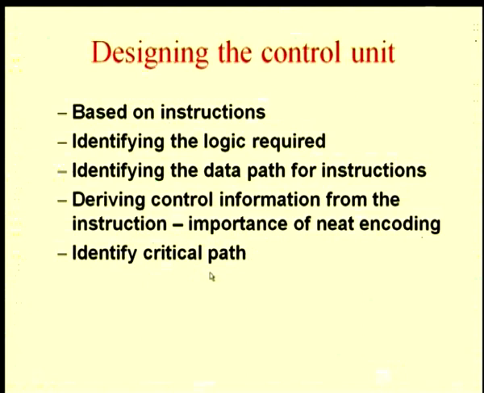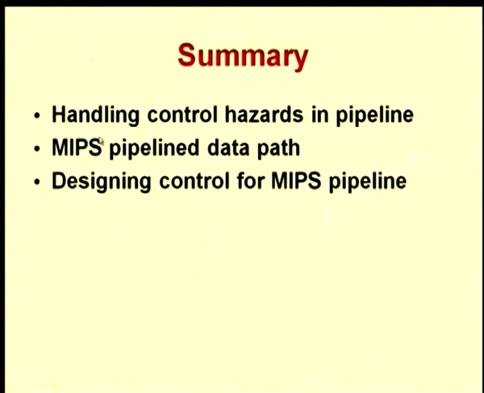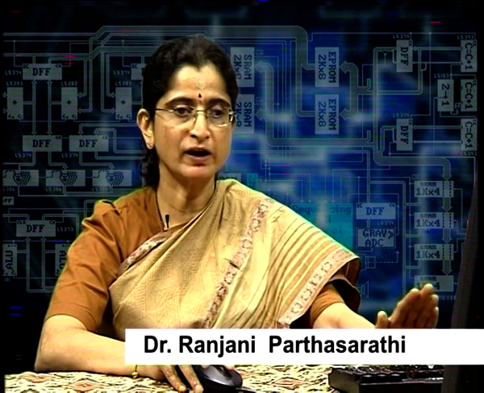So, to summarize, what we have looked at in today's lecture are the following. One is we have looked at handling control hazards in the pipeline. We talked about branch prediction, static branch prediction and dynamic branch prediction, and then we also looked at how the MIPS pipelined data path is designed. We also looked at designing the control for the MIPS pipeline. We talked about issues that are there in designing the control. The point to remember is that the control signals have to flow along with the instruction. Which means they also have to be carried from one interstage register to another interstage register when the instruction moves from one stage to another. That is the important part, that the control signals have to be provided correctly, which is what we have seen today.